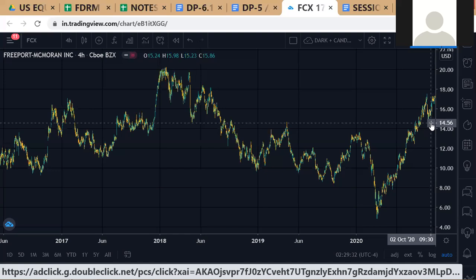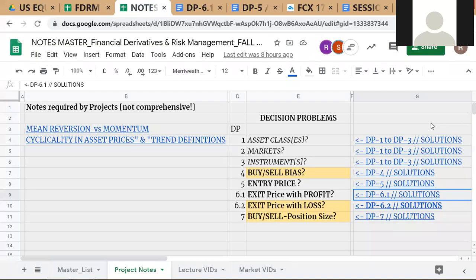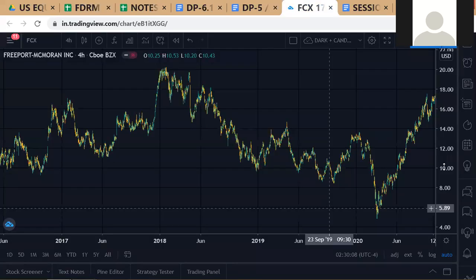Why do we say indirect? Because the concept of the stop comes to us from an examination of decision problem 6.2, which is exit price with loss. We are calling it an indirect solution because we are not directly trying to solve this problem. We are using the same solution that we use for 6.2 to proxy the solution for 6.1. We're using the same technique from there, and that's why it's an indirect solution.